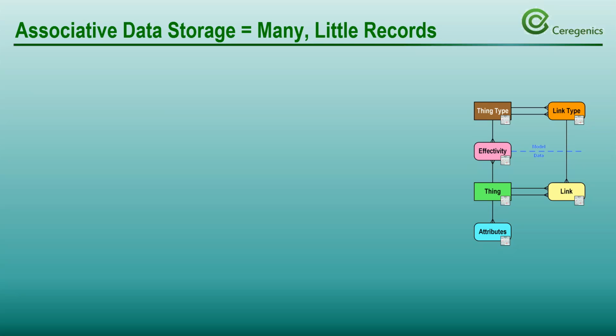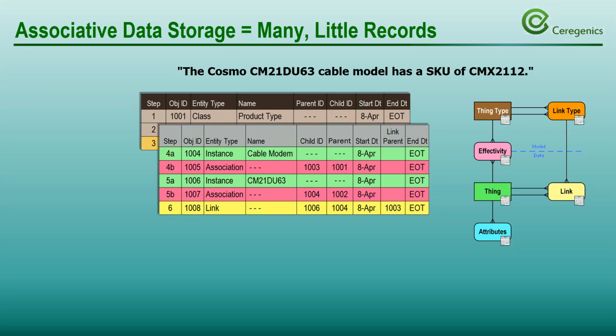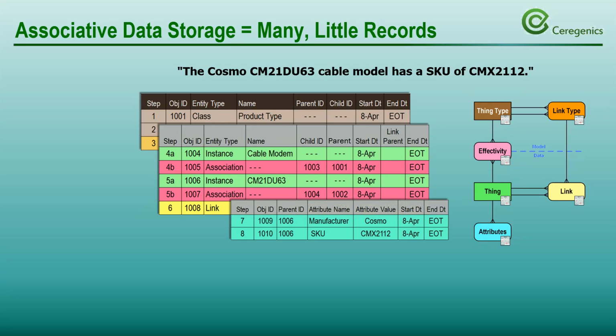Take the simple statement such as, the Cosmo CM21DU63 cable modem has an SKU of CMX2112. Once that's loaded into the hypergeneralized model, we will have 3 records declaring product and product type objects and the roll-up between them. We'll have 5 records declaring the instances of cable modem and the part number. We'll have another 2 records for the text values of Cosmo and CM21DU63. Among these records, there are going to be multiple foreign key values required as well.